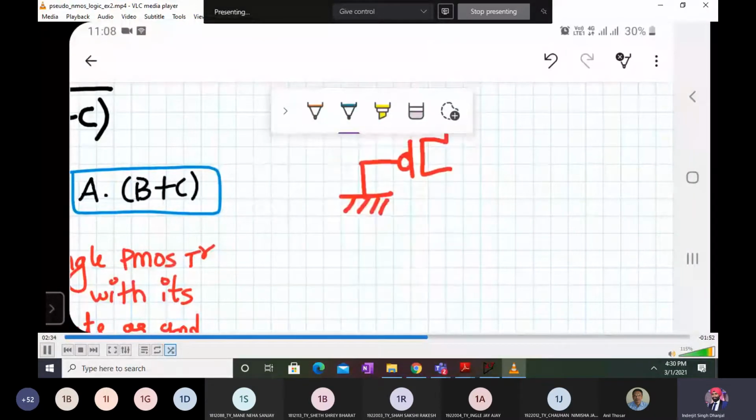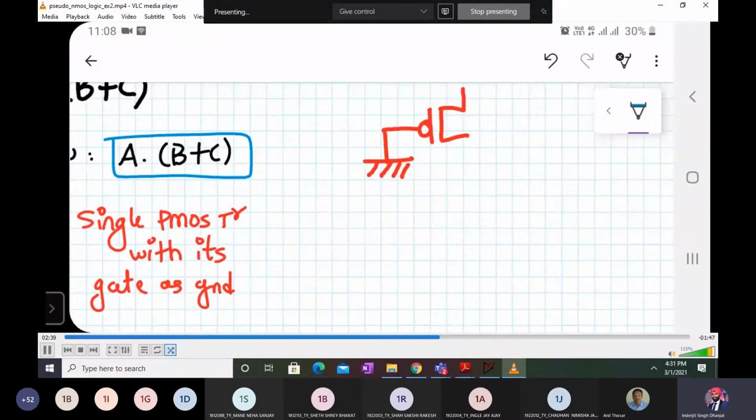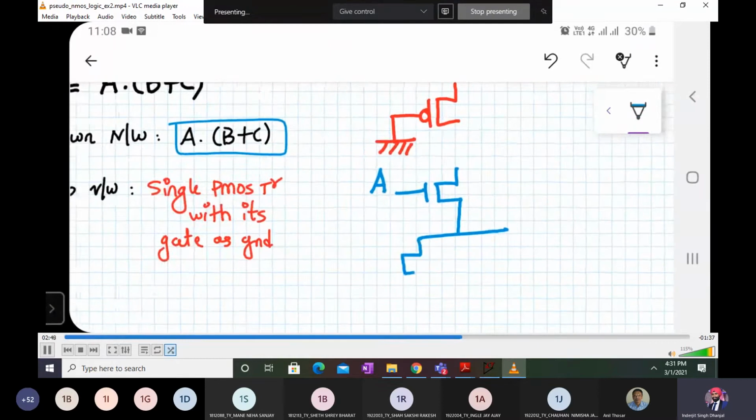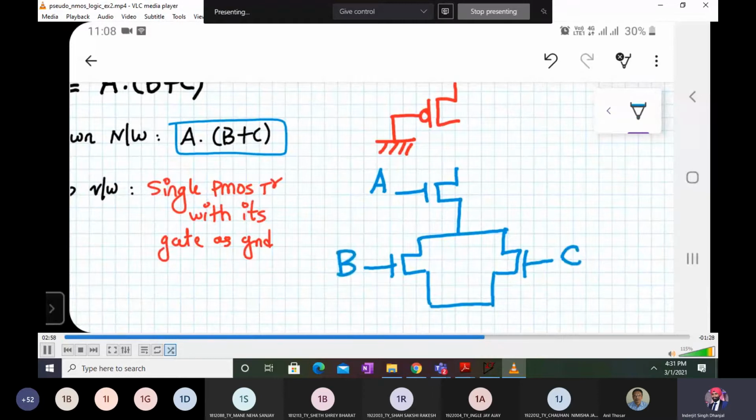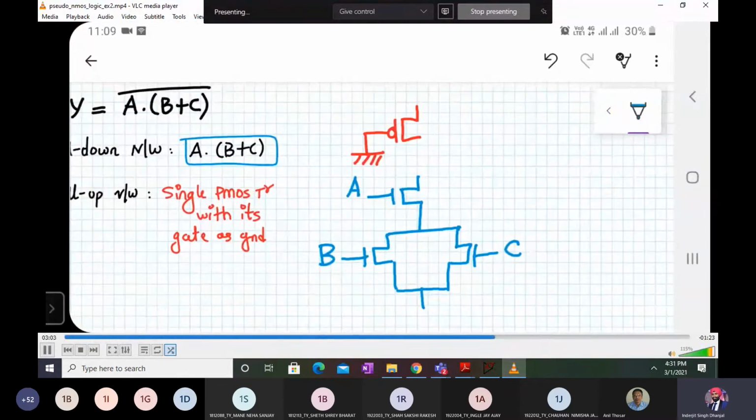And for the pull-down network, we have two transistors which are in parallel. Let me draw first. Let me draw A, an NMOS transistor with input A. And then we have in parallel B and C, NMOS transistors with inputs B and C, in parallel with each other. This is my pull-down network, which is shown in blue, and the upper one is my pull-up network, which consists of only the PMOS transistor.